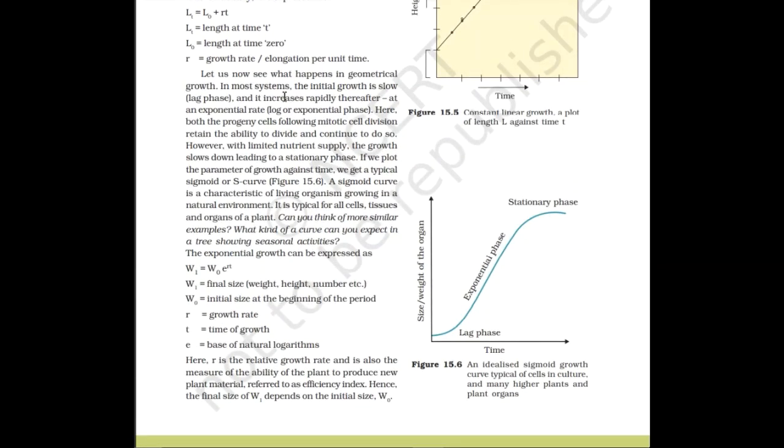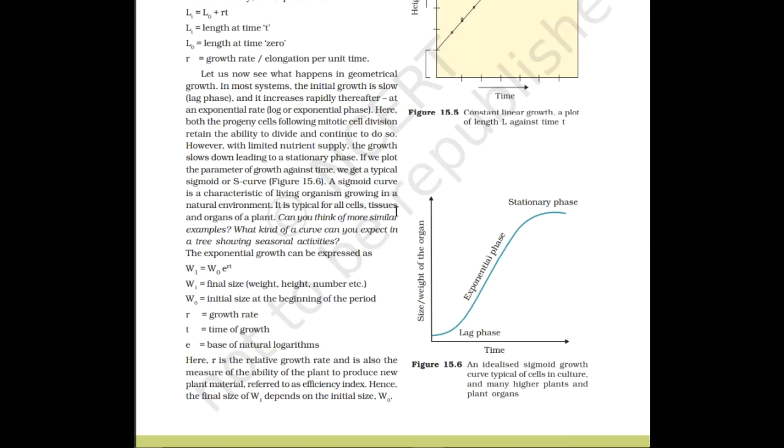Let us now see what happens in geometrical growth. In most systems, the initial growth is slow, lag phase, and it increases rapidly, therefore, at an exponential rate, log or exponential phase. Here, both the progeny cells following mitotic cell division retain the ability to divide and continue to do so. However, with limited nutrient supply, the growth slows down, leading to a stationary phase. If we plot the parameter of growth against time, we get a typical sigmoid or S curve. Figure 15.6. A sigmoid curve is a characteristic of living organism growing in natural environment.